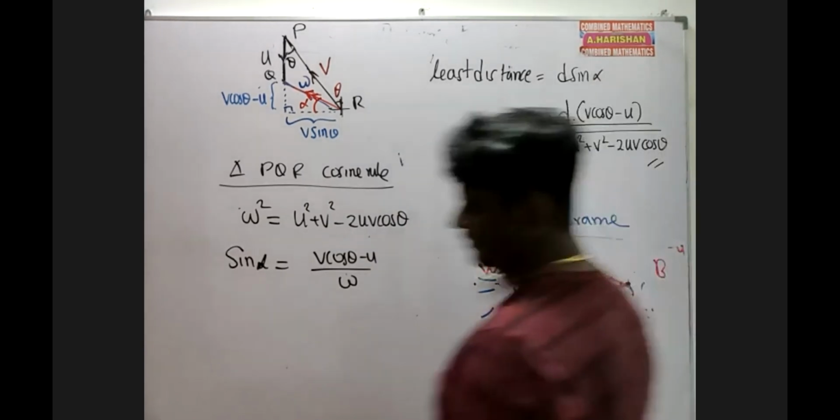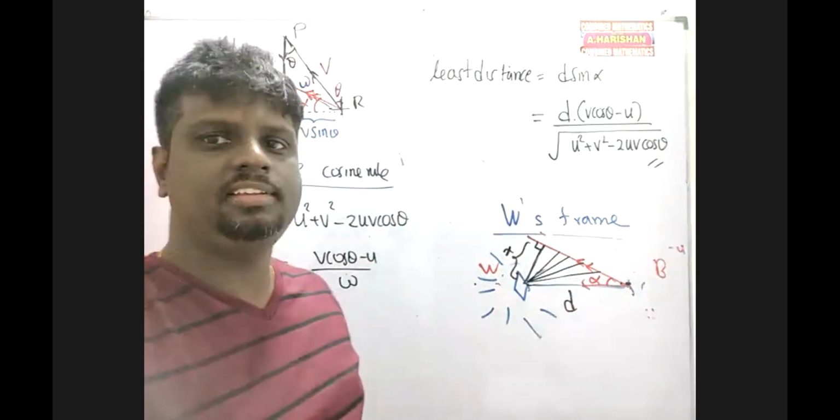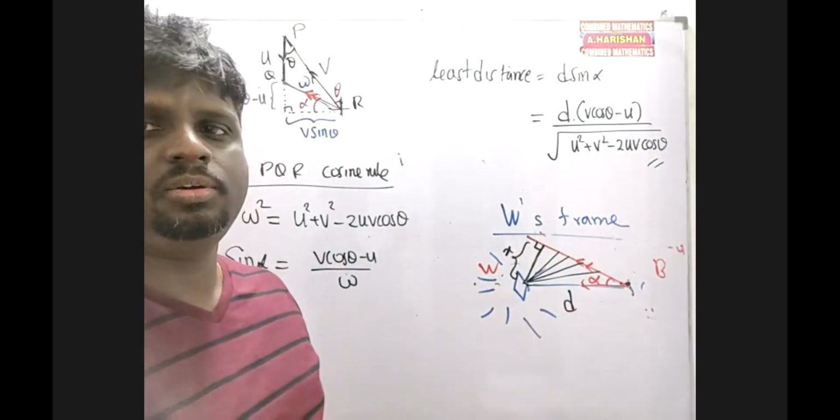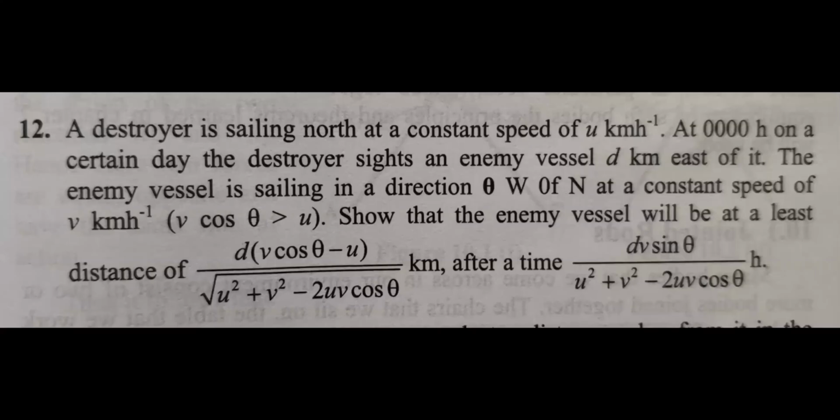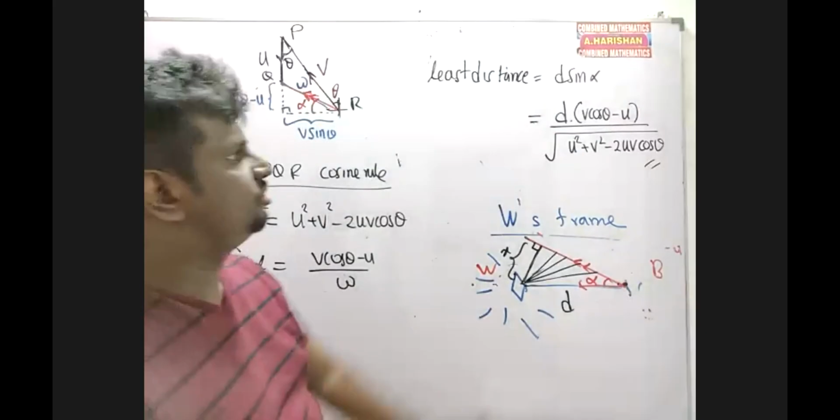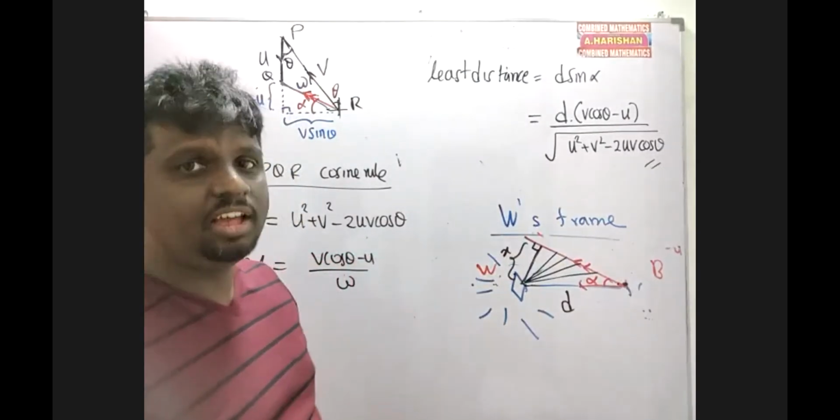Is that the answer? We'll check that quickly. Least distance is d into (v cos theta minus u) over the square root of u squared plus v squared minus 2uv cos theta. Okay, right. So that's the answer. Now time taken.